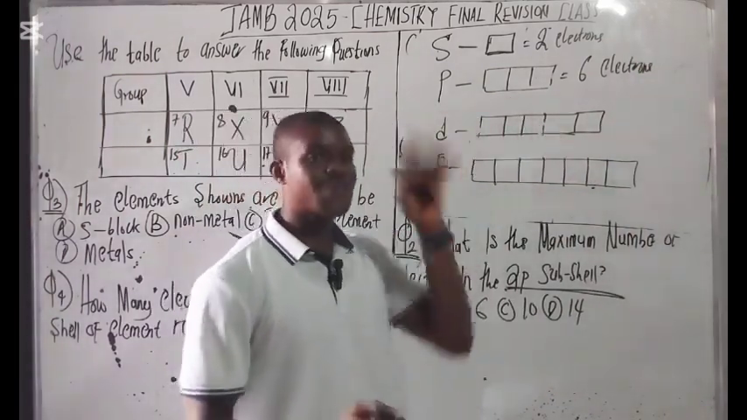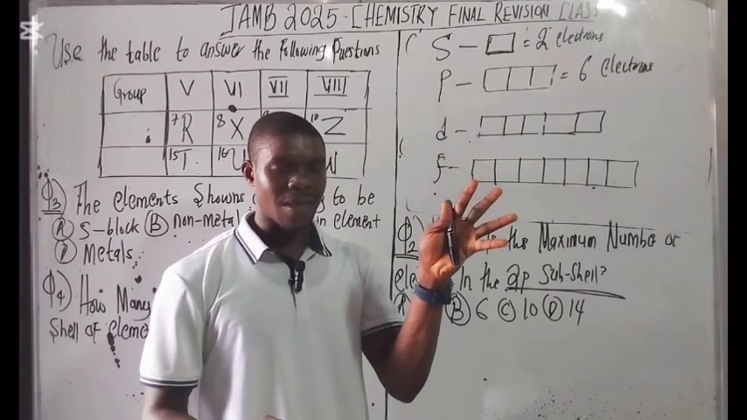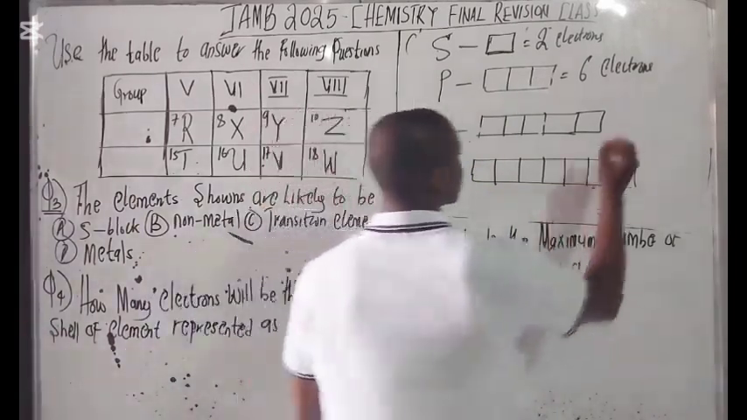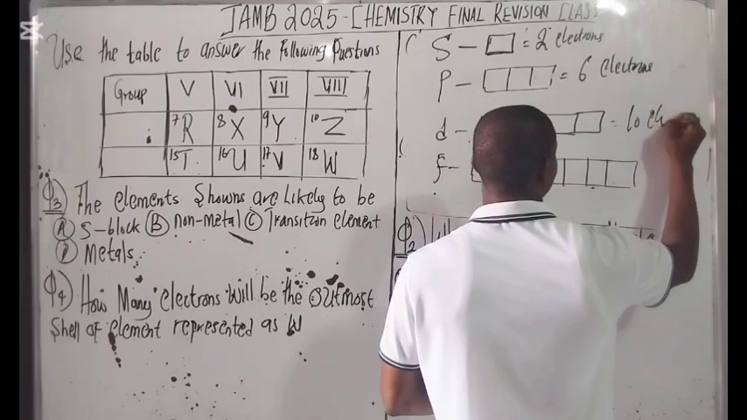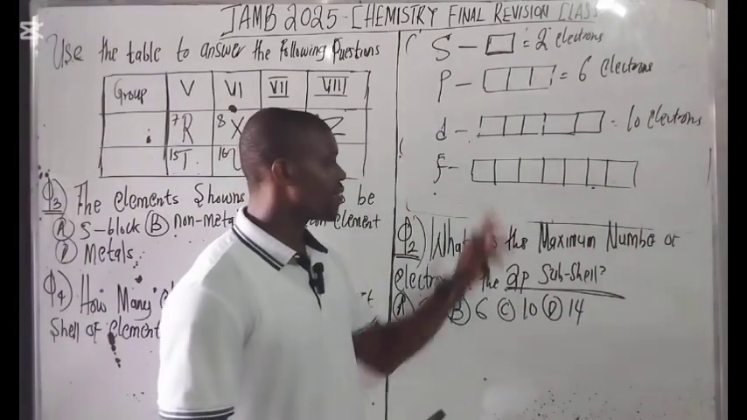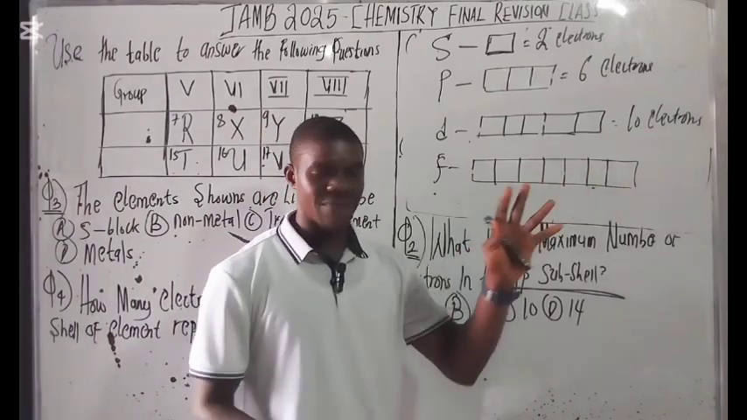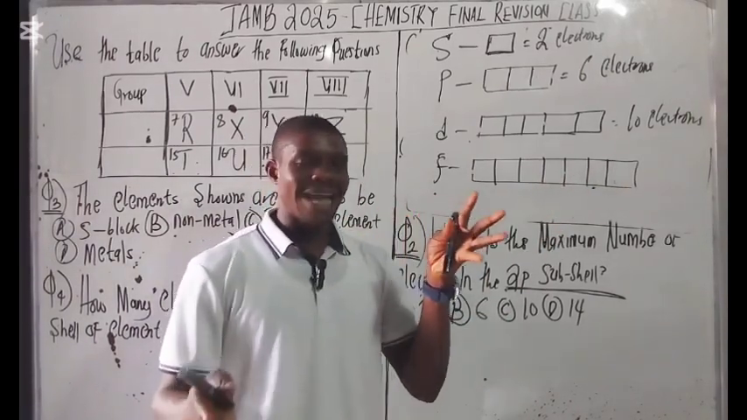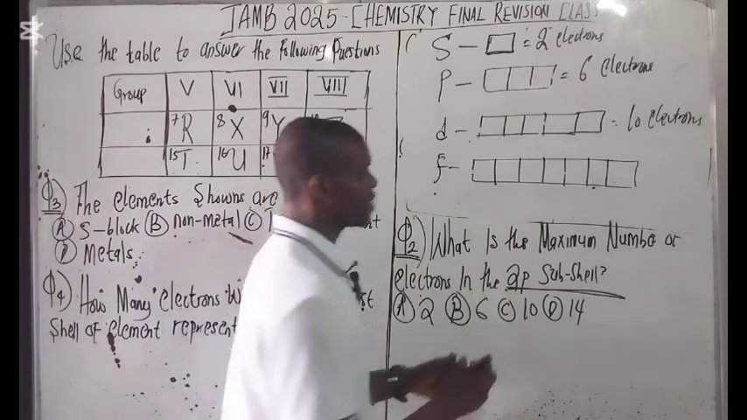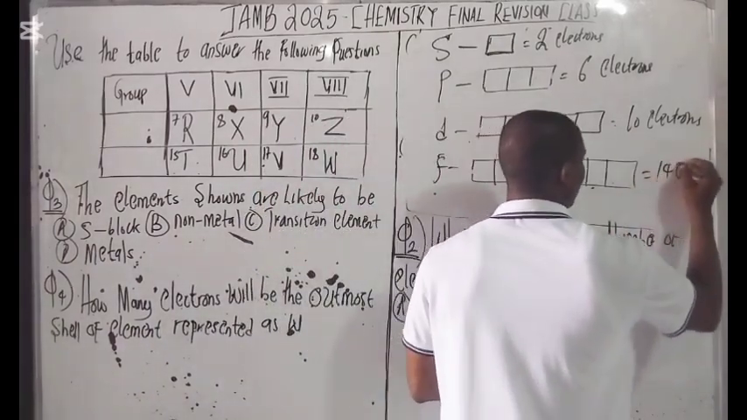Now D has how many suborbitals? 1, 2, 3, 4, 5. 5 suborbitals, right? So the maximum number of electrons is going to be 10 electrons. Then F is 7: 1, 2, 3, 4, 5, 6, 7. So F can have a maximum of 14 electrons.